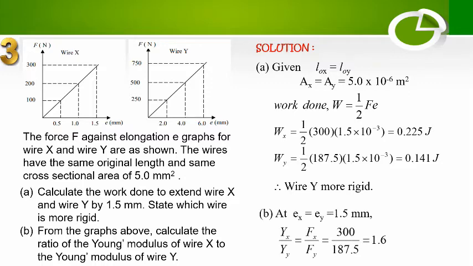For question 3b, we want to calculate the ratio of the Young modulus of wire X to the Young modulus of wire Y. So, we will use the value where the elongation or the extension of the wire is equal. Because of that, we get that the Young modulus is directly proportional to the force exerted on the wire. So, from our calculation, we get the ratio of Young modulus of wire X to the Young modulus of wire Y, which is equal to 1.6.